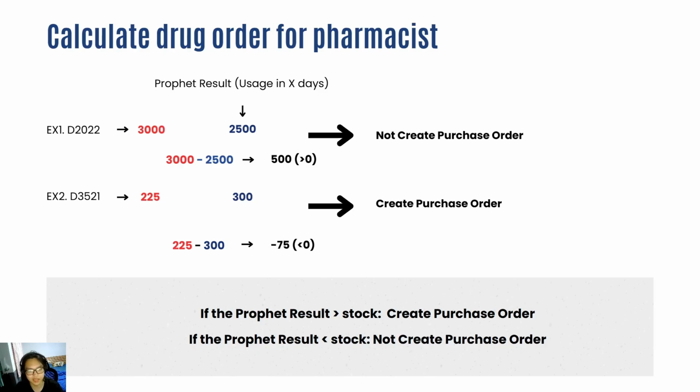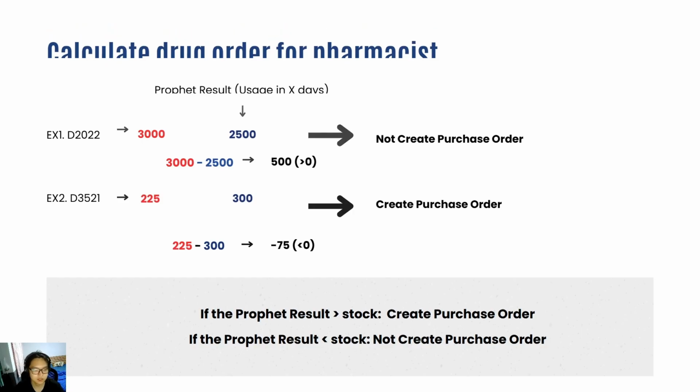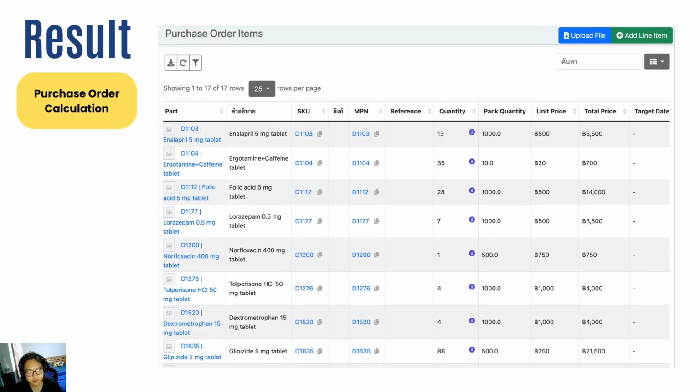We use the rule that if the forecast result is greater than the remaining stock in inventory, we create a purchase order. If the forecast result is less than the remaining stock, we do not create a purchase order. And we use the latest rule to create purchase order calculations in inventory. Each item includes a required quantity, pack size, unit price, and total cost based on predicted drug usage. The high-demand drugs have higher order quantities, while low-demand drugs are minimized to remove overstocks.